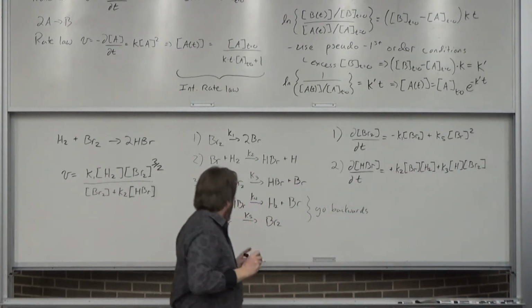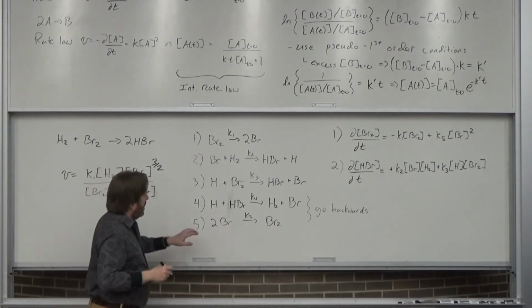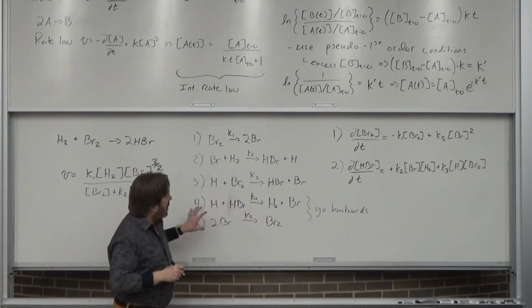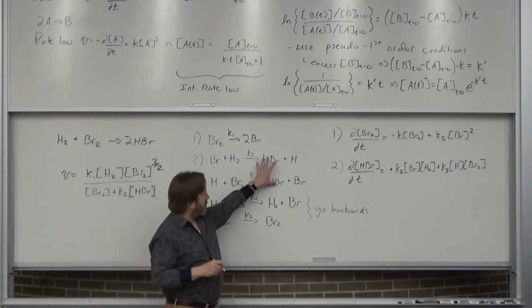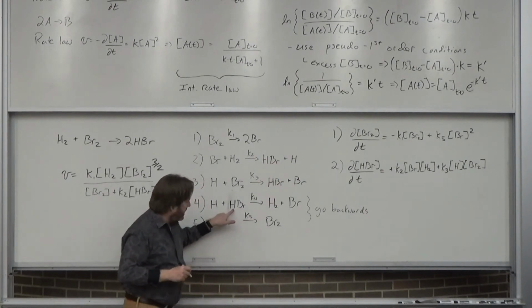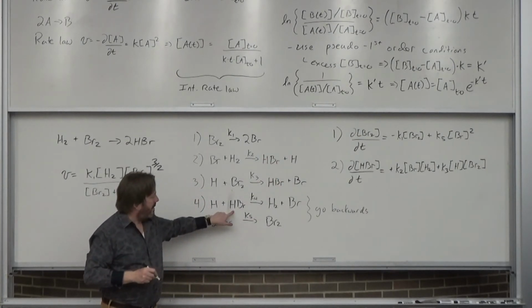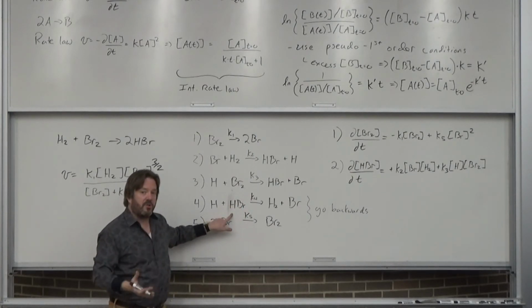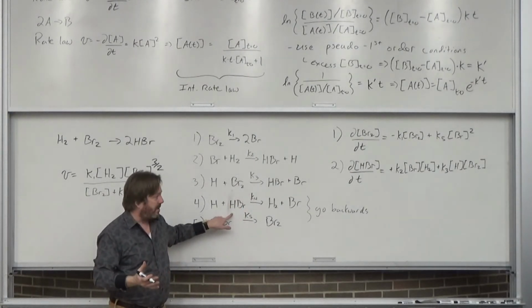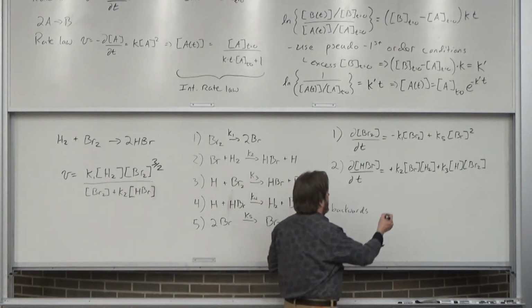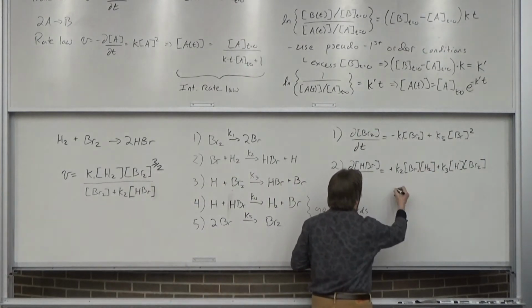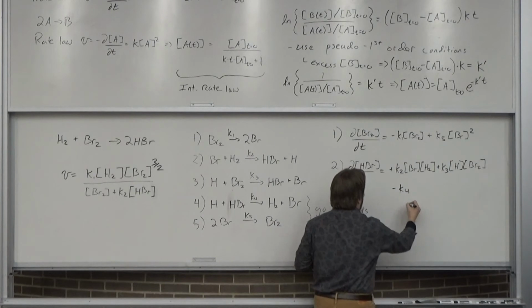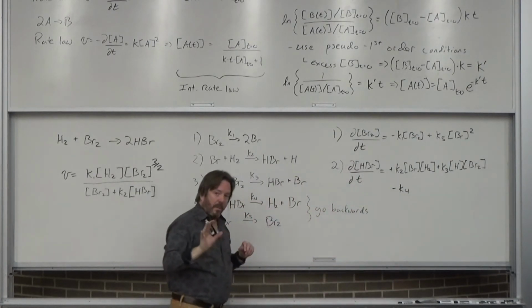Okay. But now remember, what you have to do is find all the HBRs. These were positive because they're forming, but look at this one. Now I'm going to have a minus K4 because this guy is destroying. This is wiping it out. So that means I've got another term. Sorry, I'm writing it down right. So minus K4. So this is not helping.